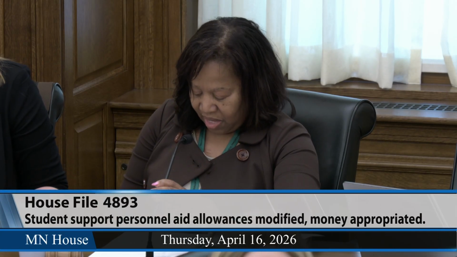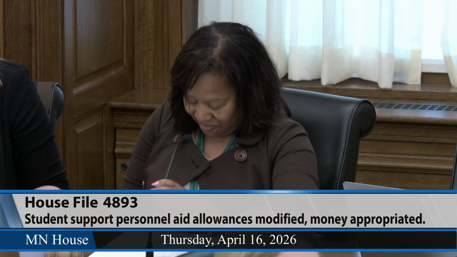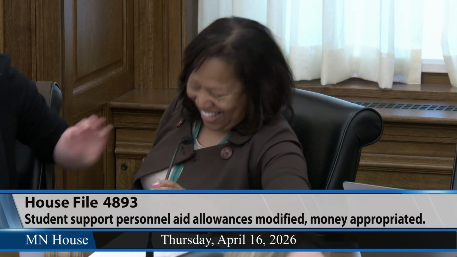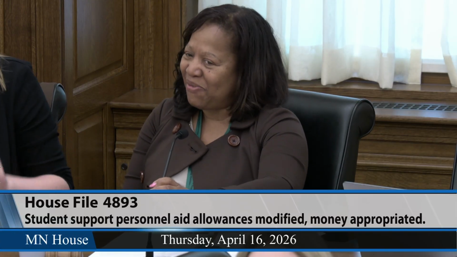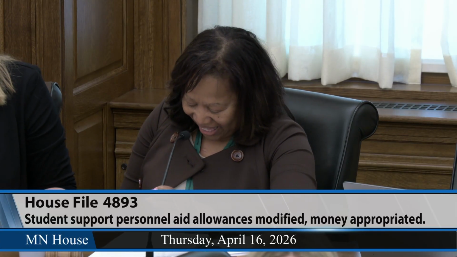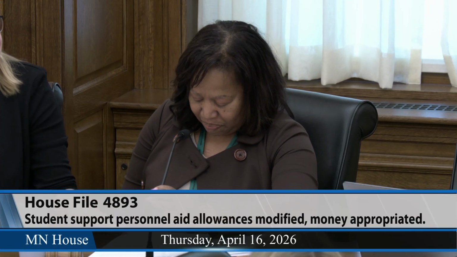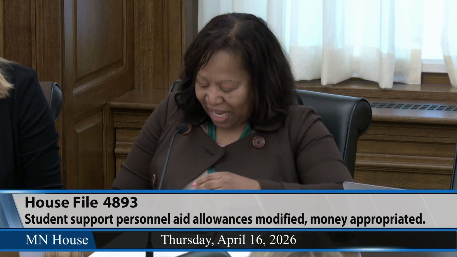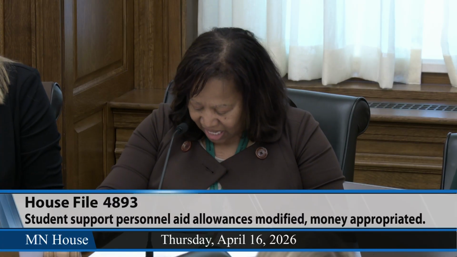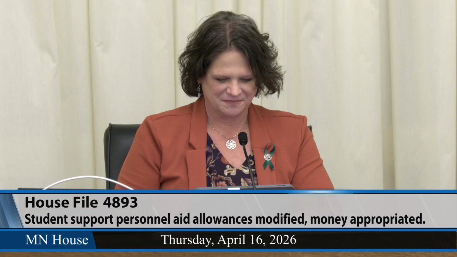Those in favor signify by saying aye. Aye. Those opposed, nay. I mean, aye. Okay, I'm in favor of this one. Okay, so the motion prevails, and you may present the amendment as adopted, and you may present your bill.